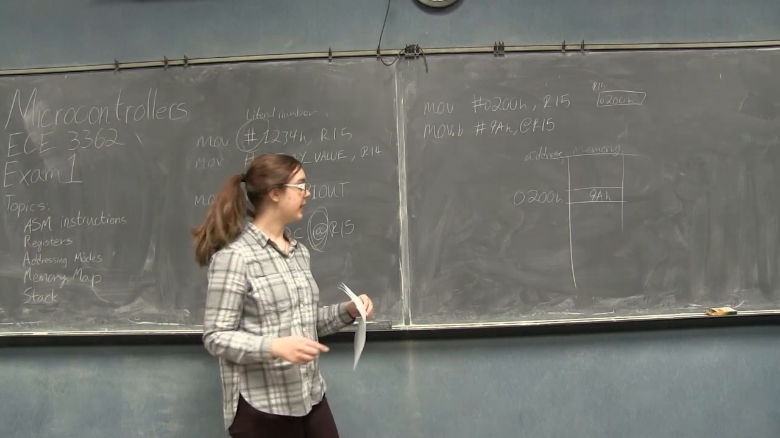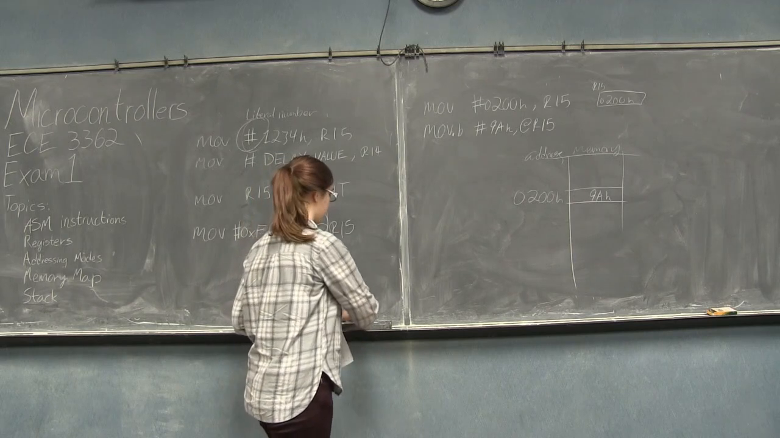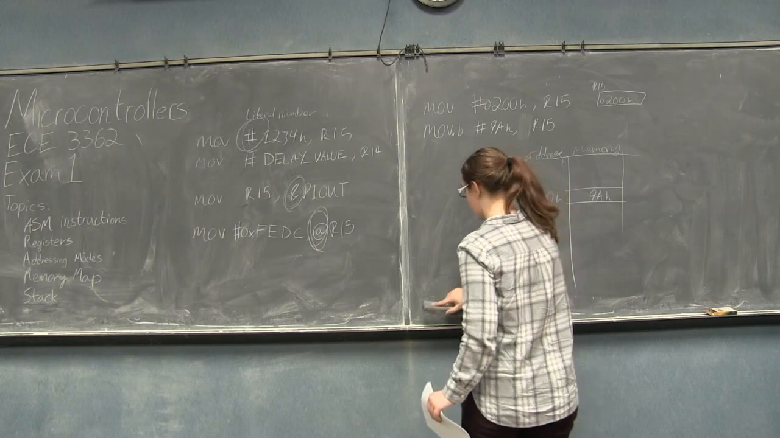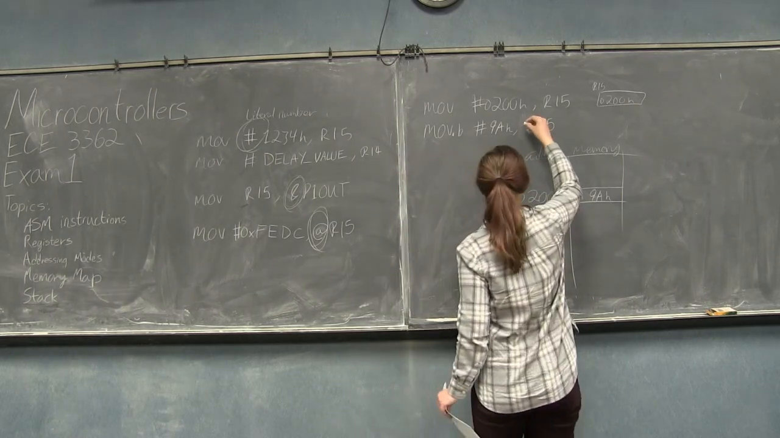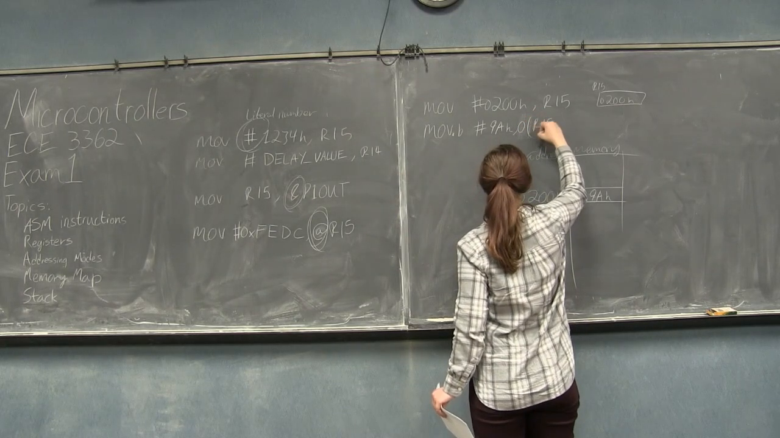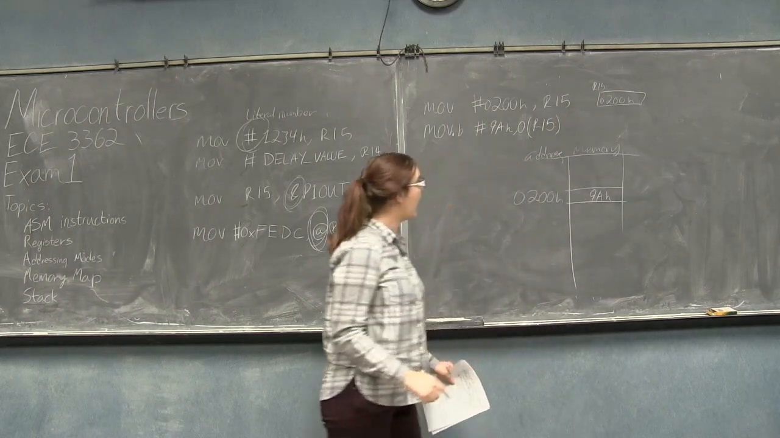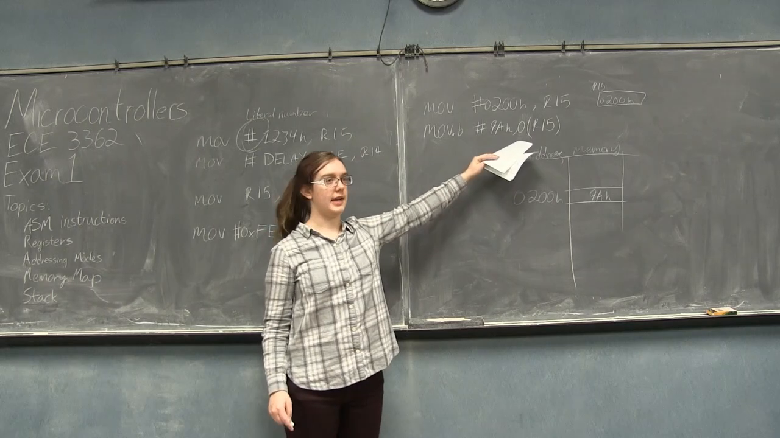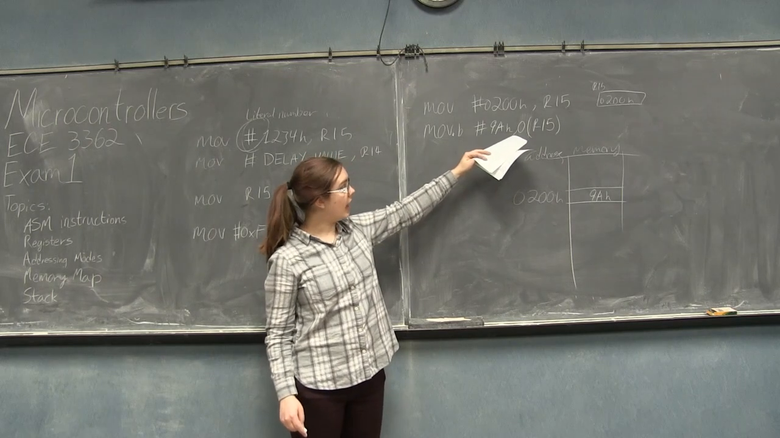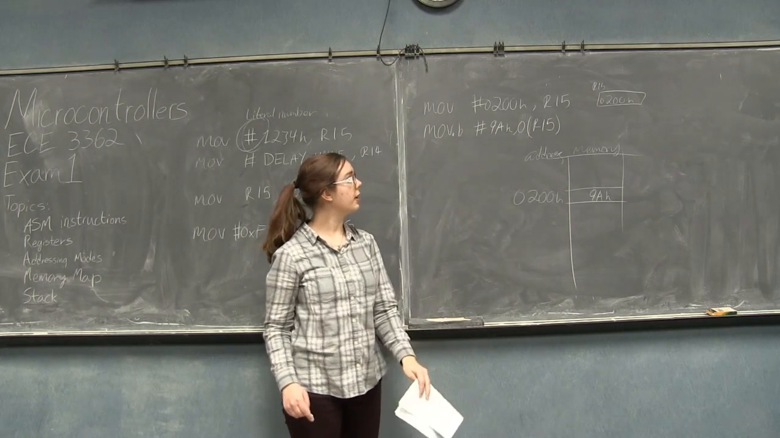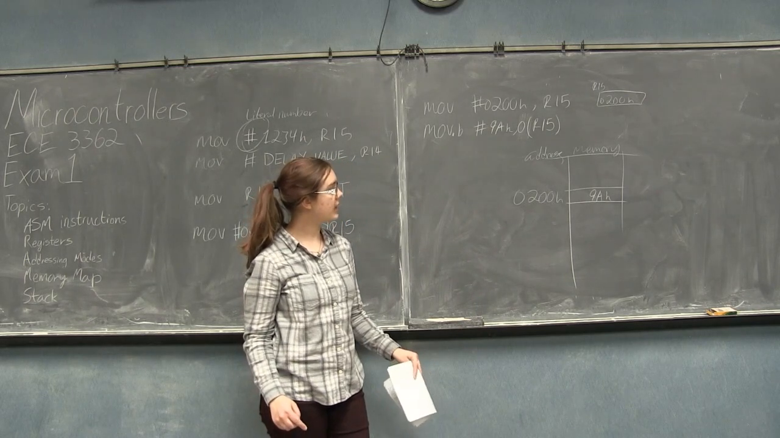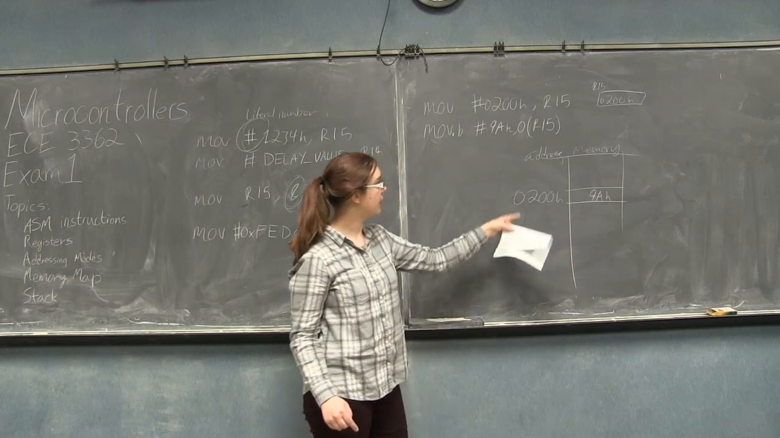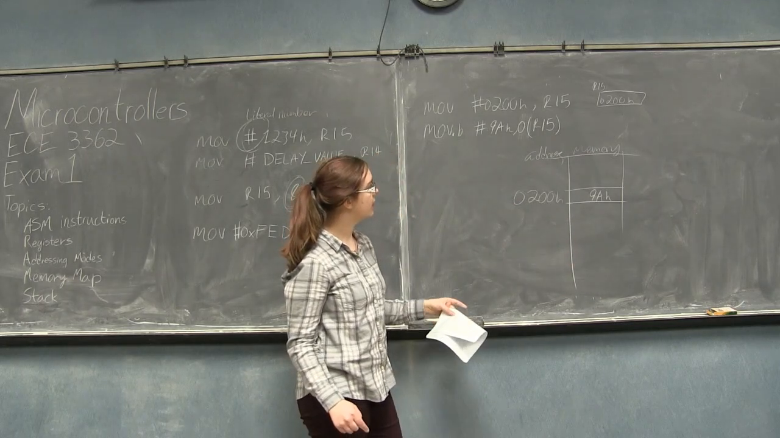Now there's another very similar notation, indexing notation, where instead of using the at sign pointer, you have a number and then parentheses with the register inside. Now, what this is useful for is when you want to not just address 200, but other values too.